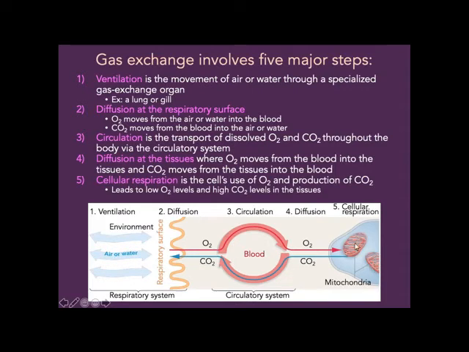And then finally, cellular respiration is happening within the cells. So this is where the cells are using oxygen to make ATP and producing carbon dioxide as a byproduct. So the cells are going to have relatively low levels of oxygen, right? So the oxygen is going to come from the blood, where there's more oxygen, into the cells, where there's less oxygen. And because cellular respiration produces carbon dioxide as a byproduct, there's lots of carbon dioxide here and not so much in the blood, so the carbon dioxide will diffuse from the cell into the blood.